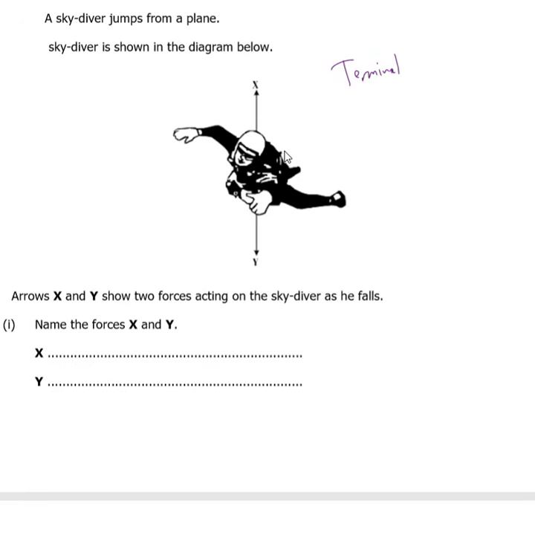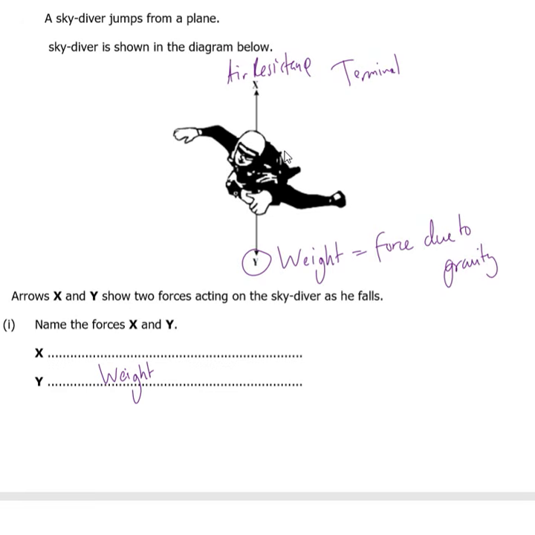So it's dropping, so this here is the weight. Now what is weight? Weight is force due to gravity. Now we are falling, so therefore X is going to be air resistance. This is the possible answer that we can have. If you got this wrong, I'll put this bracket terminal velocity.